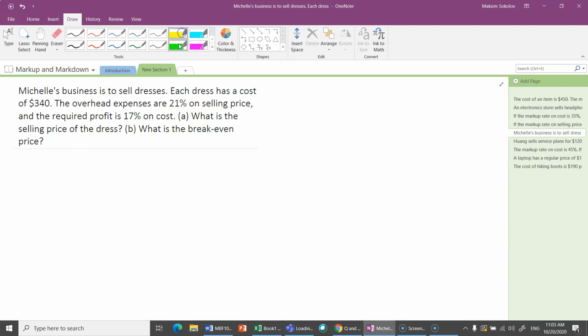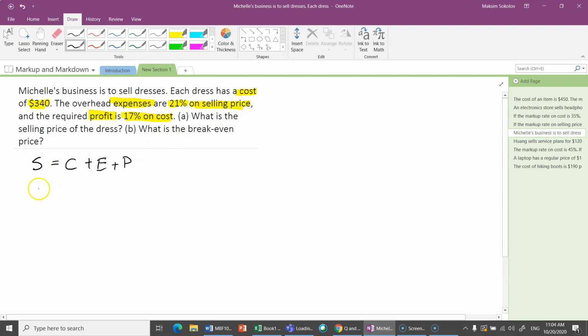In this problem, we have $340, which is the cost. Then we have overhead expenses given to us, which are 21% on selling price, which we need to pay attention at, that it's on selling price. And we have profit, which is 17% on cost. Because this problem connects cost, selling price, expense, and profit, we will start with the formula for selling price, which is cost plus expense plus profit.